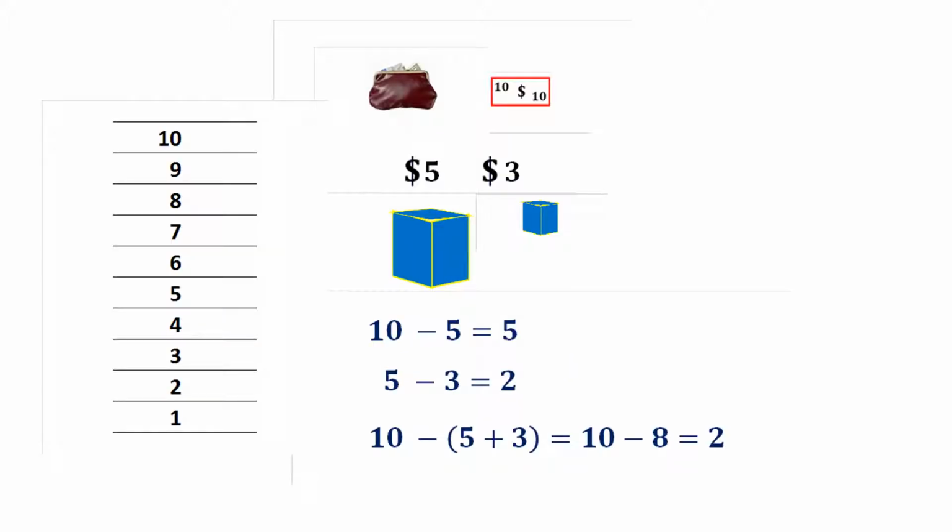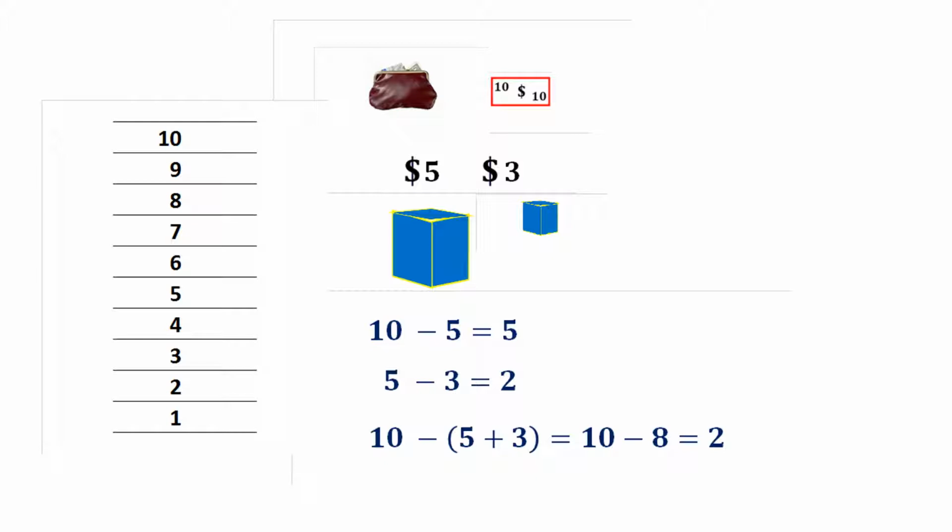Now we start off with $10 again, and we'll buy a box of candy for $5 and a box of candy for $3. So we could do 10 minus 5, and that gives you 5. And then we could turn around and say, okay, we have $5 left. Now we're going to take away $3, and we have $2 left. And that's our money that we have left. Or we could do 10 minus, we're spending $5 and $3. That's $8 total, and 10 minus 8 is 2.